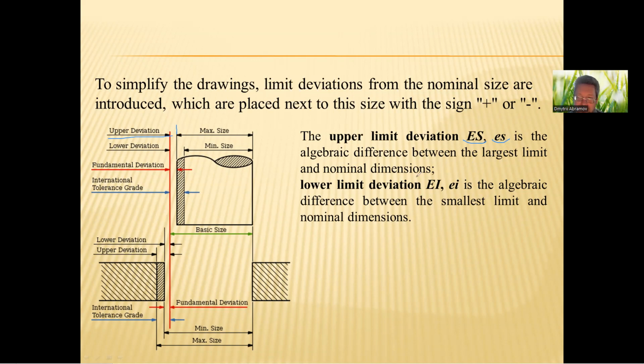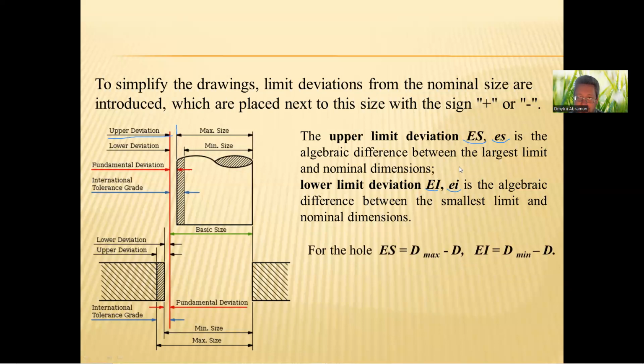Lower limit deviations, big EI or small ei. For the hole, it's big EI. For the shaft, it's small ei. It is the algebraic difference between the smallest limit and nominal dimensions.